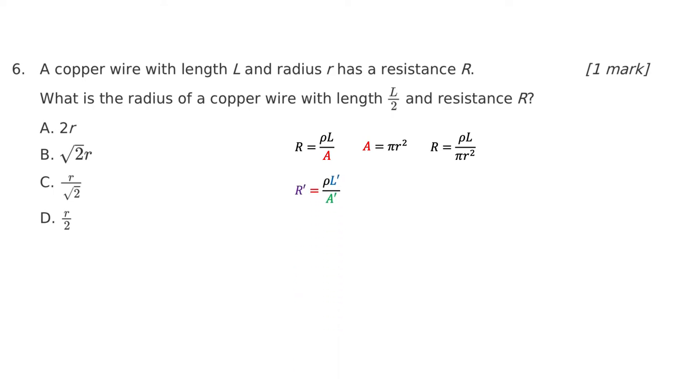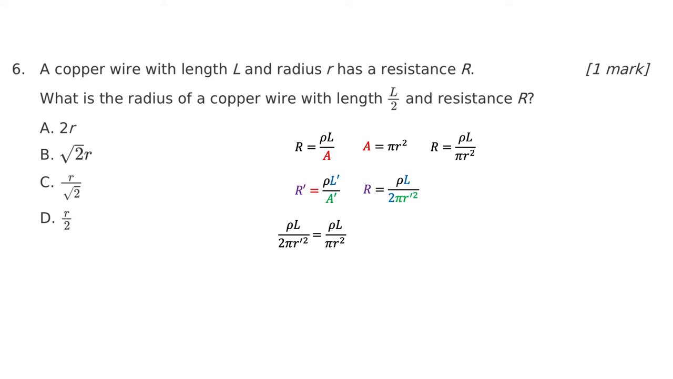We then have a second wire, R dash, which is equal to the resistivity. Notice the resistivities here are the same because they've got the same material. Then we've got L dash divided by A dash. Again, I'm just going to substitute those in, where we've got my rho, my resistivity, and then we've got my length. And I know that my length dash is just half of the original length, and then we've got pi r dash squared, where r dash is the new radius.